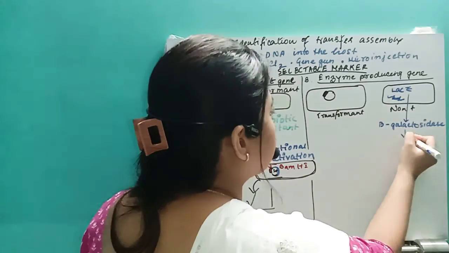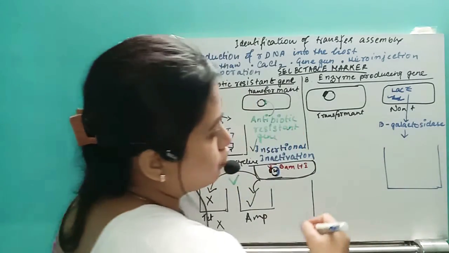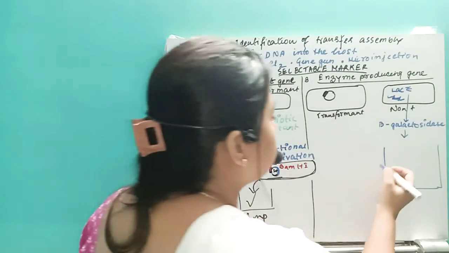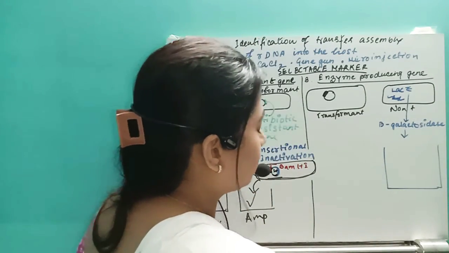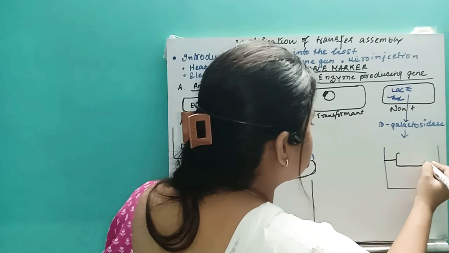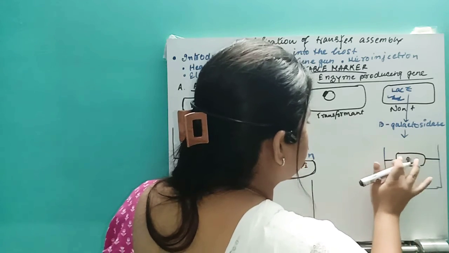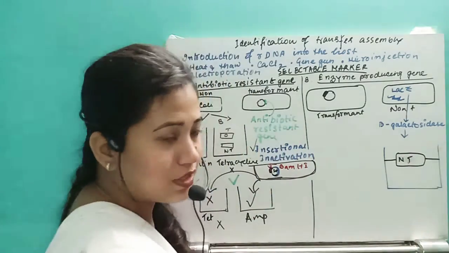Then we will allow it to survive in a medium. That medium is called X-gal. This is one chromogenic substance, actually. So this is the X-gal. Oh sorry, this is our non-transformant, right? So this is the non-transformant.